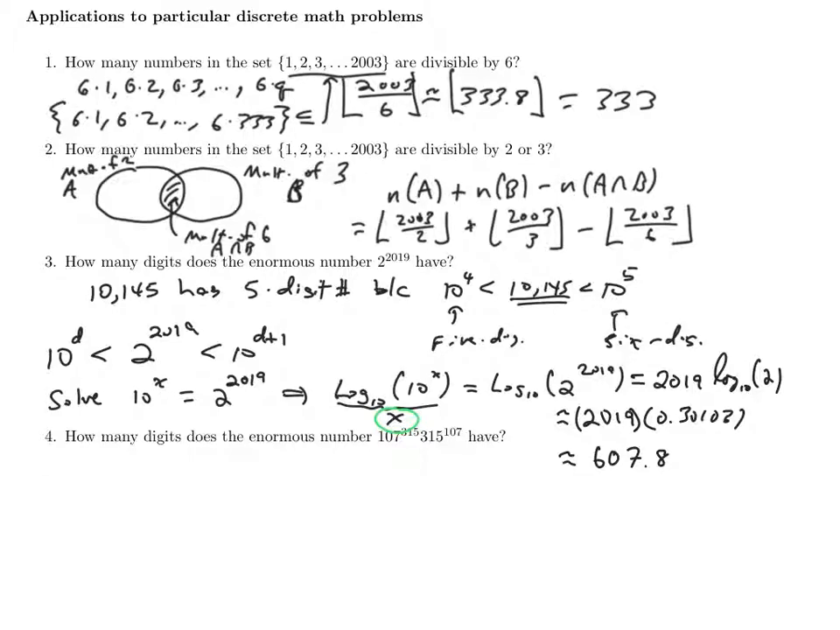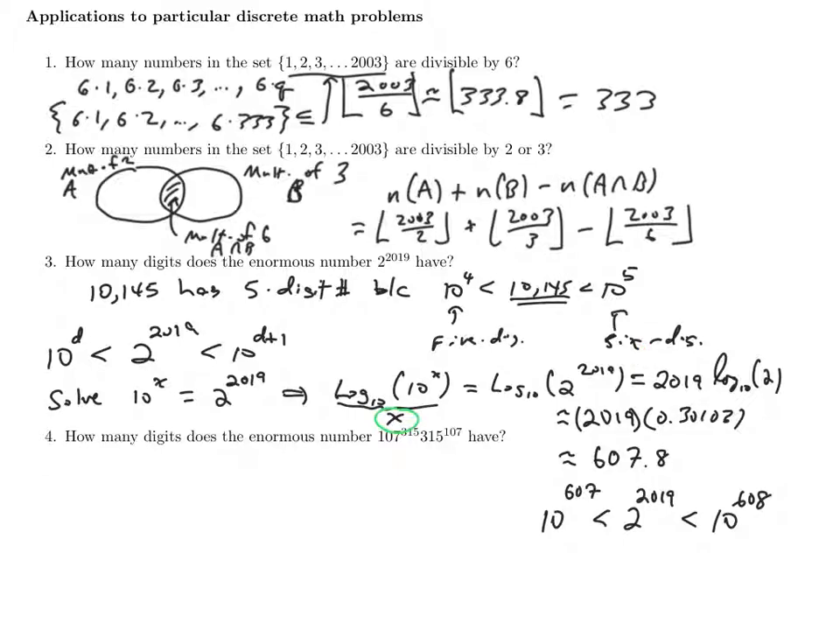So what I've determined here is that this enormous number, 2 to the 2019, is in between 10 to the 607 and 10 to the 608. That's what it means to have the answer to the problem be 607.8. We know it's closer to 10 to the 608, but it doesn't matter because, just like before with these 5-digit numbers, we know that the next power of 10 is the first number with the next number of digits.